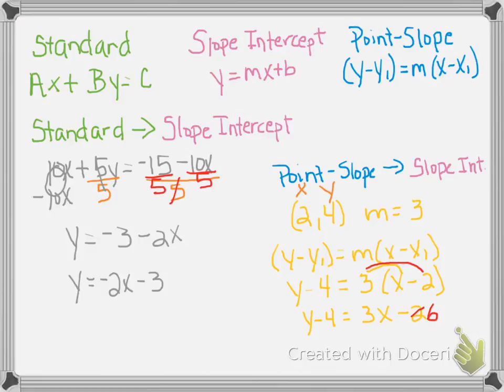Now we have to get y by itself, so the opposite of a negative 4 is to add 4, which cancels our 4 on the left side, and now we have negative 6 plus 4. So my equation is y equals 3x minus 2.